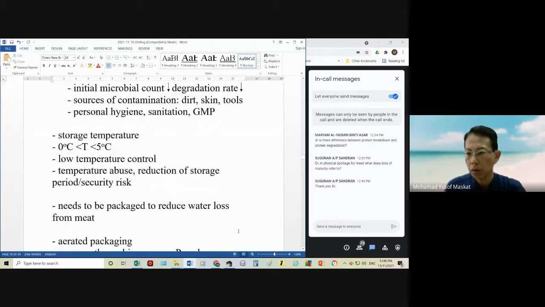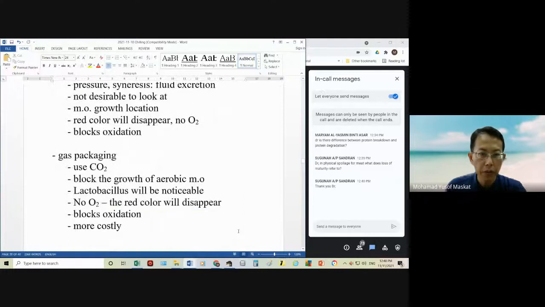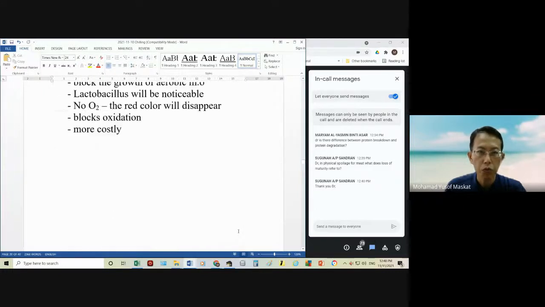I think we can finish this a little bit. Let's finish this, and then we can go to poultry next week.